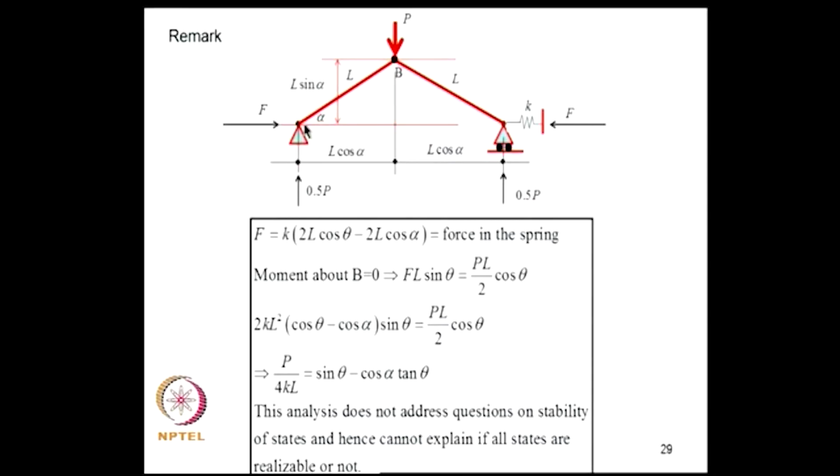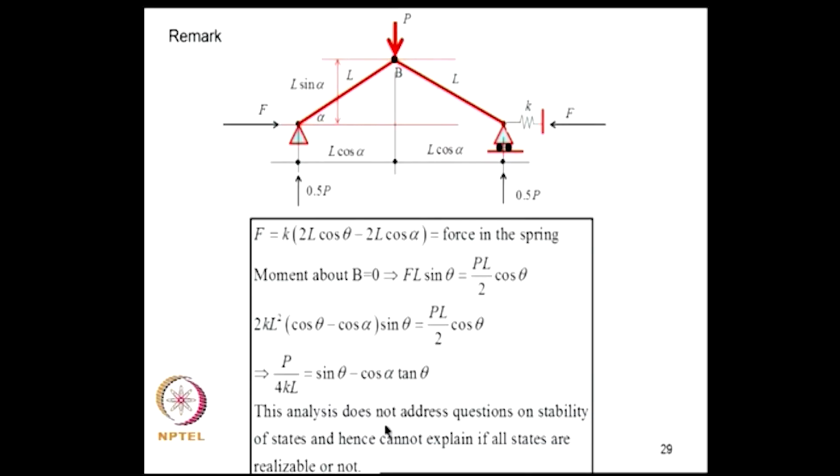the vertical reaction, by symmetry, is P by 2, and the force in the spring we already derived to be K into 2L cos theta minus 2L cos alpha. Now, moment about B, if you take F into this distance and this reaction into that, it will give me the required relation, and I get the equilibrium path, that is, a relation between P and theta.